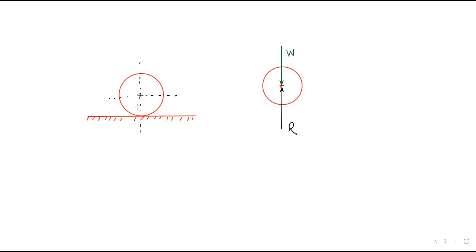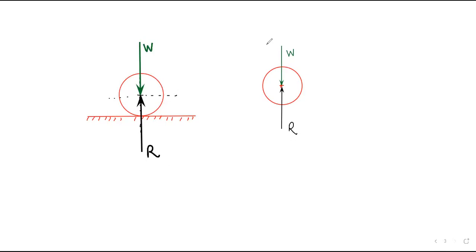If I show the weight, this is the weight. In this way I am showing the weight, but according to the law of transmissibility of force, I can shift it along its line of action. So I have shown the weight like this. Again, if I show the reaction, my reaction will be in this way. This is my reaction. You can also shift the reaction upward, but there is no need right now. So this is my reaction R, and here is my weight W.